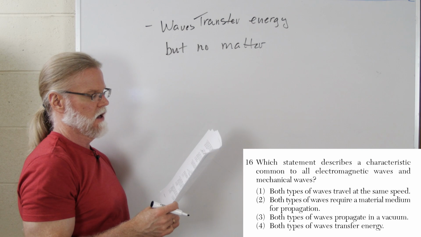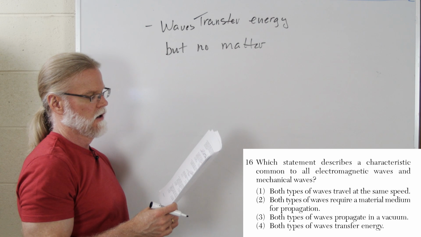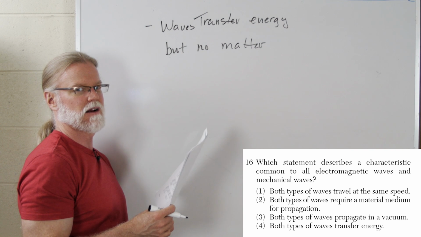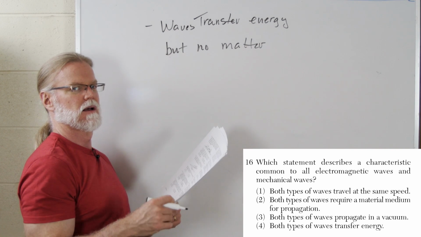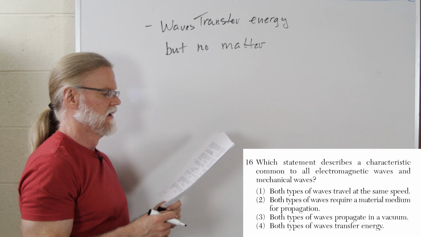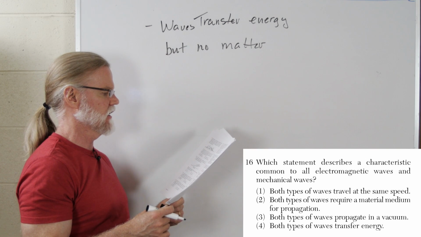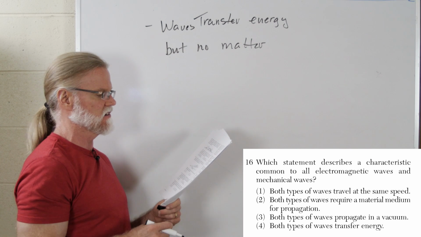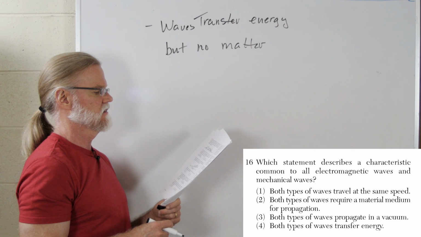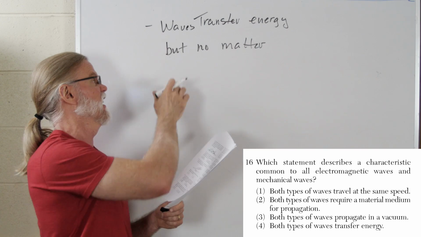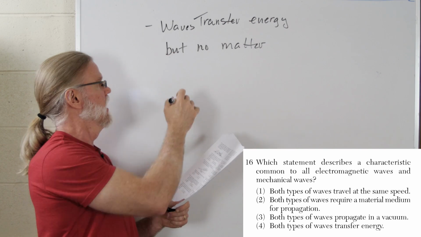All waves have that. Both waves travel at the same speed. Well, they don't. Both types of waves require material medium. No, actually, electromagnetic waves would rather not have a medium. Well, they don't really decide, but they travel the fastest without one. So I would think they're happiest when they don't have a medium. Both types of waves propagate in a vacuum. Well, sound doesn't. A mechanical wave needs a medium. Both types of waves transfer energy. Yeah, that's what they do. They transfer energy. So 4.